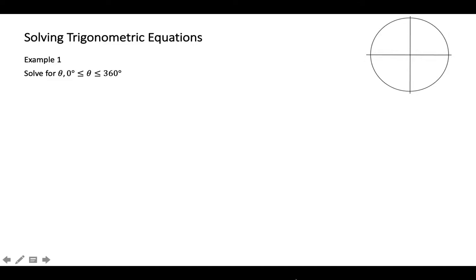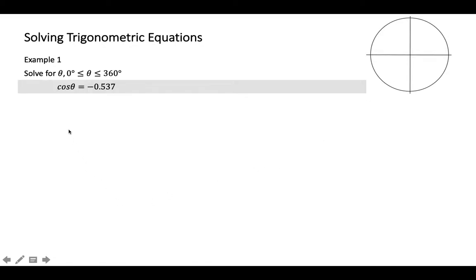We're going to be solving for theta. So we're going to be solving for an angle, and that angle that we solve for, theta, has to be between 0 and 360. So going on the circle, I have to start at 0, and any angle between 0 and 360, which is one revolution of a circle, that's what I'm looking for.